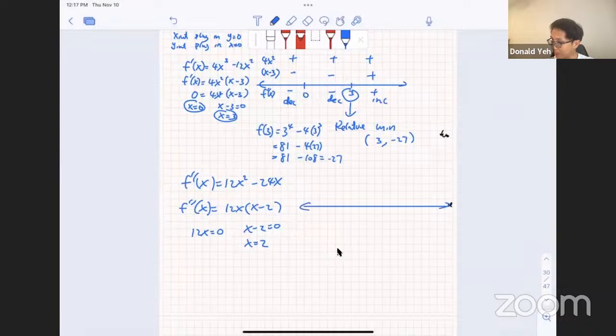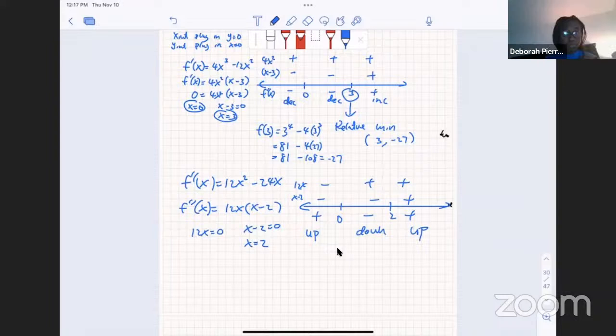So again, I'm going to do 2 here, and I'm going to use 12x and x minus 2. Oh, sorry, not 2, I had to do 0 and 2. My bad. This one is negative, positive, positive. And x minus 2 is going to give you negative, negative, positive. This is going to give you concave up, concave down, and concave up. So how many inflection points are there? 2, 0 and 2. Good.